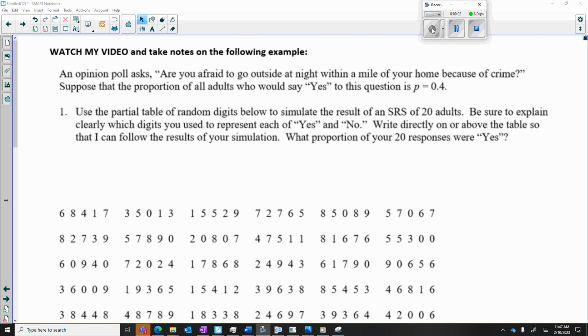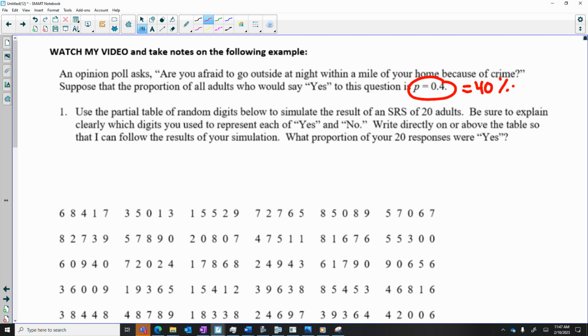This video is going to go along with homework 2 from chapter 7, on page 2. It says an opinion poll asks, are you afraid to go out at night because of crime? The people who said yes, the proportion was 40% or 0.4. So I'm going to circle that here, and I'm going to write that as a percent. 40% said yes.